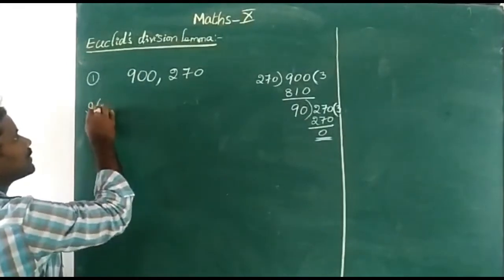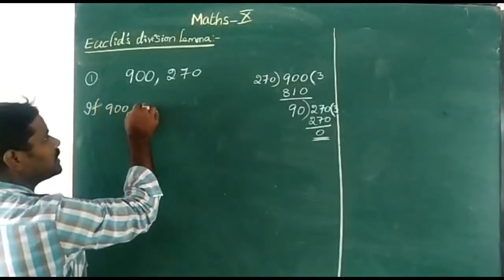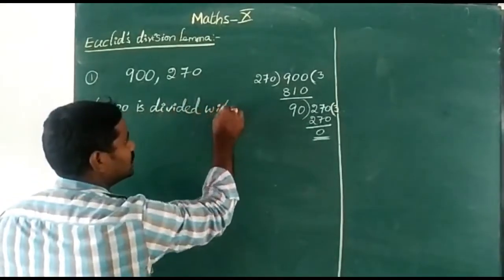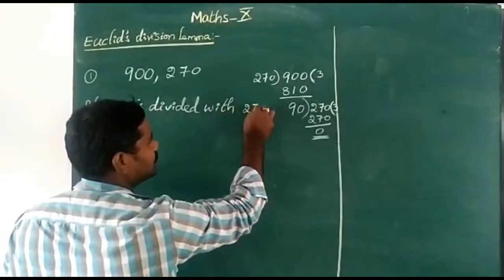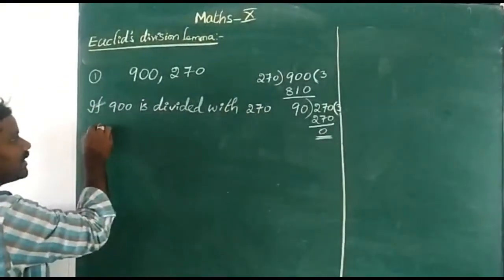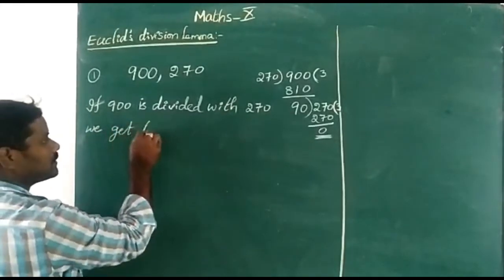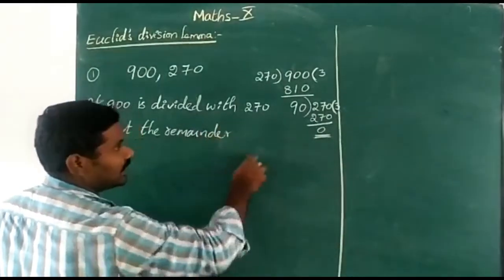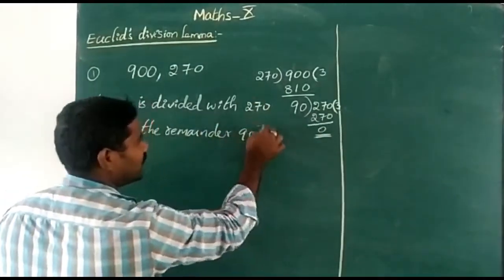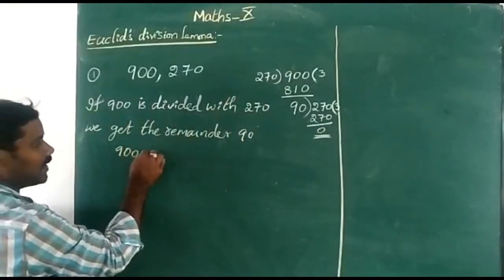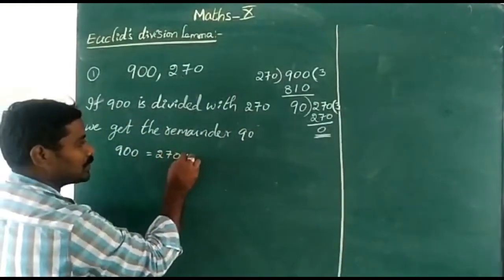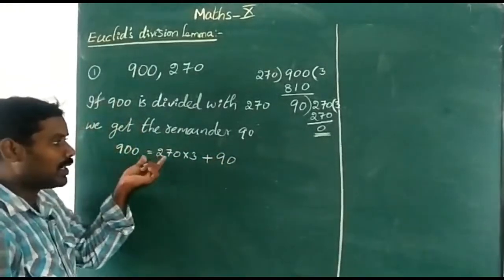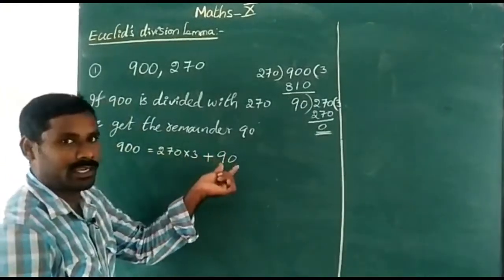If 900 is divided by 270, we get the remainder 90. Now you can write this: 900 = 270 × 3 + 90. Dividend equals divisor into quotient plus remainder.